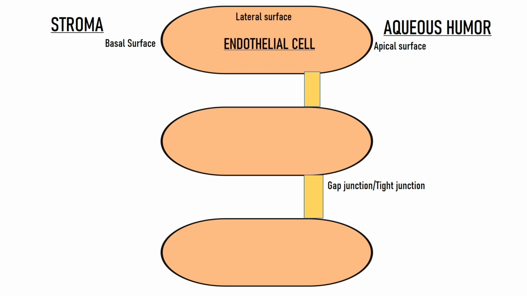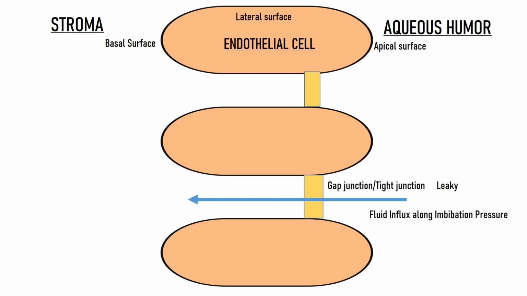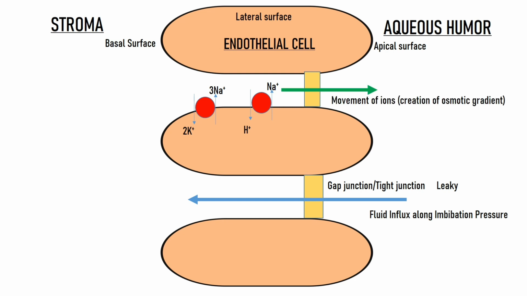These cells are called leaky junctions because they allow the influx of fluid from the aqueous to the stroma along the imbibition pressure that we talked about earlier. So coming back to the endothelial cells, the sodium-potassium ATPase pump is located on the basolateral surface of an endothelial cell. It pumps out sodium ions into the aqueous humor, which in turn causes the passive movement of fluid from the stroma to the aqueous along an osmotic gradient.